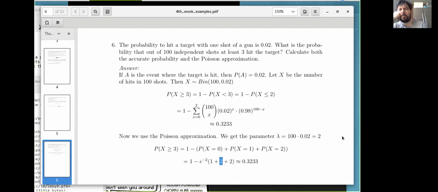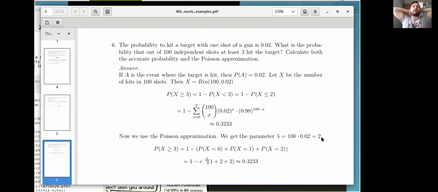Sorry, 2 to the 1 over 1 factorial. That's 2 over 1, that's 2. This is 2 to the 2 over 2 factorial. 2 to the 2 is 4, 2 factorial is 2, so that's 2 again. And every term here has a multiplier, e to the minus 2. And we get 0.3233. So we get up to the 4th digits, we get the same result.